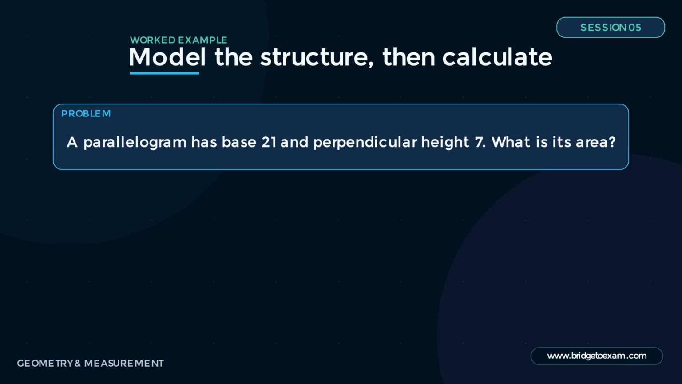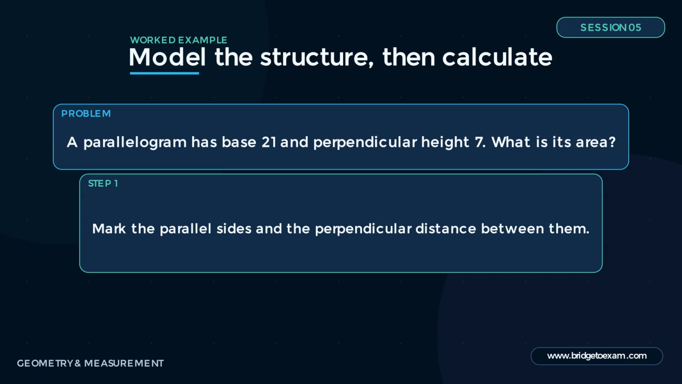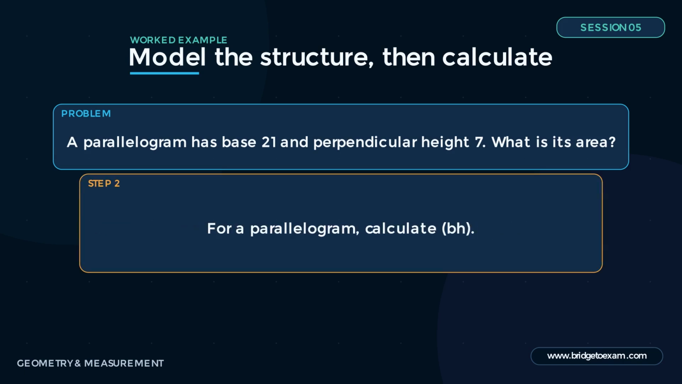Let us model a complete example. A parallelogram has base 21 and perpendicular height 7. What is its area? Step 1 is to organize the information. Mark the parallel sides and the perpendicular distance between them. Step 2 chooses and sets up the relationship. For a parallelogram, calculate BH.